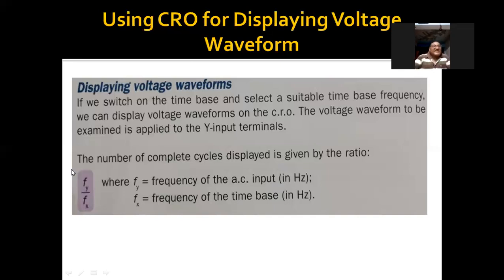If this ratio is, for example, 2, then there will be 2 complete waves shown on the screen of the CRO. If the ratio of the frequencies is 3, then on the screen of the CRO 3 complete waves will be shown. So remember this thing.